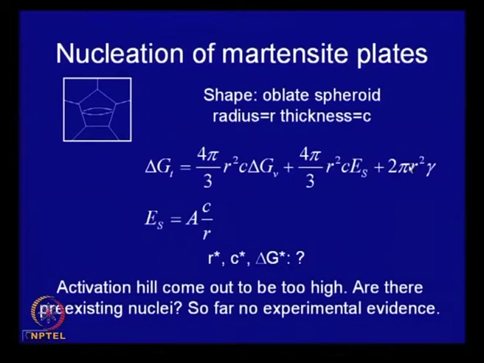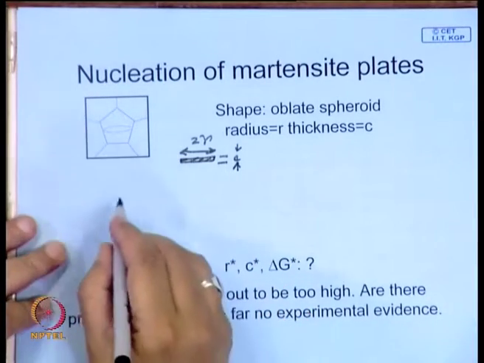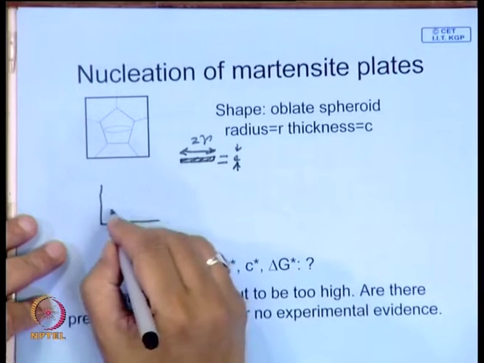So, pi r square is the top surface, pi r square is the bottom surface. So, two surfaces are being created, times gamma, which is the surface free energy. If you go through a similar procedure, it is possible to calculate the critical size R star, the critical size C star, as well as the activation hill. If you substitute the values, I will leave it to you to derive this expression, and you will find there is an activation hill.